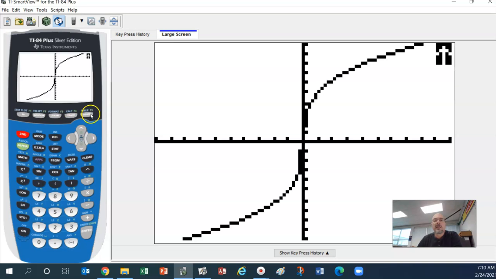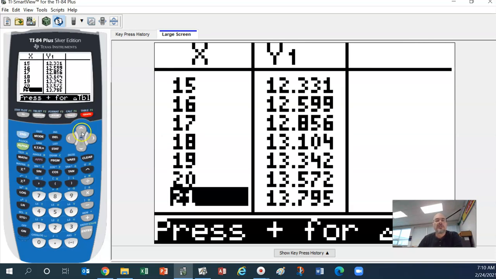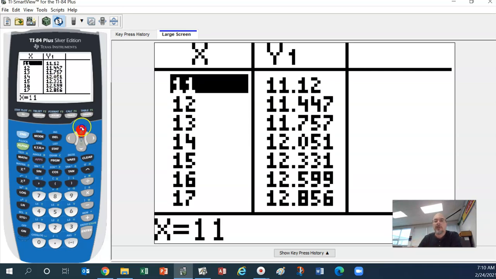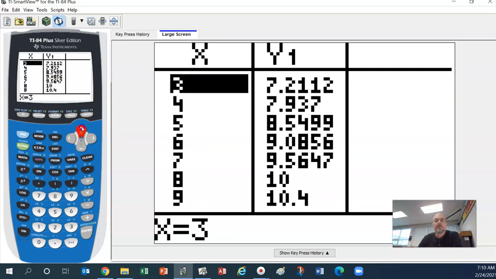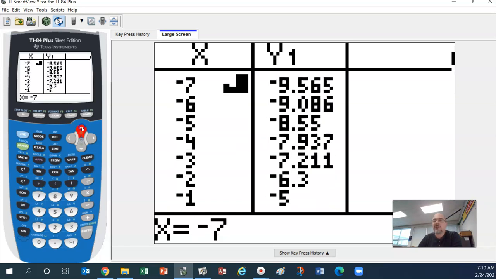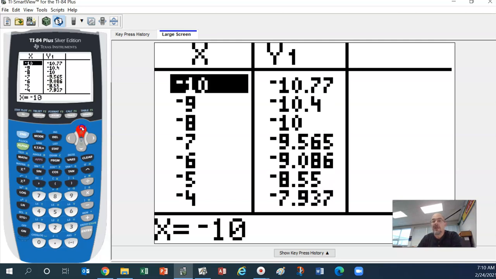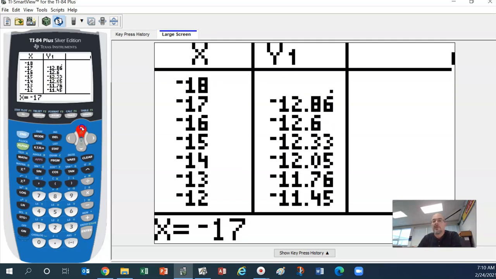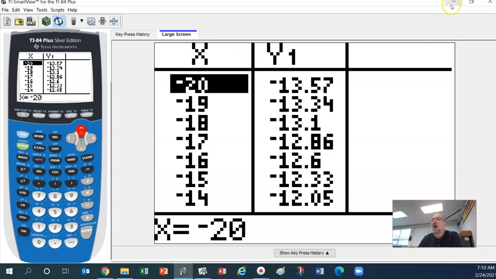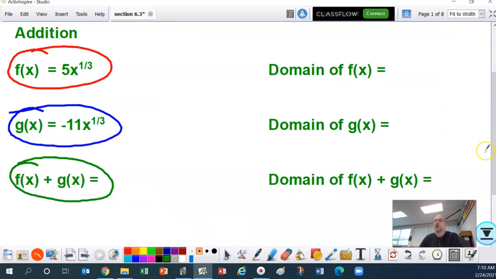I'm also going to take a look at the table. I'm already down here at positive 21, and it looks like everything has a partner. I'm just going to scroll to the negatives for a little bit. Again, everything looks like it has a partner. Each x value has a partner, a y value. Each input has an output. So it looks like all of those x values will work.